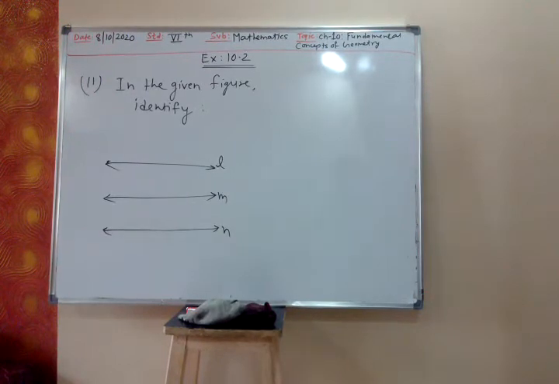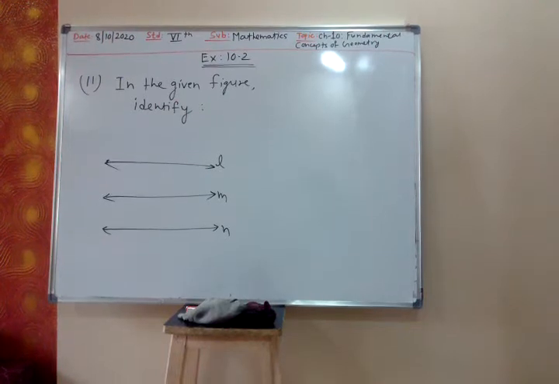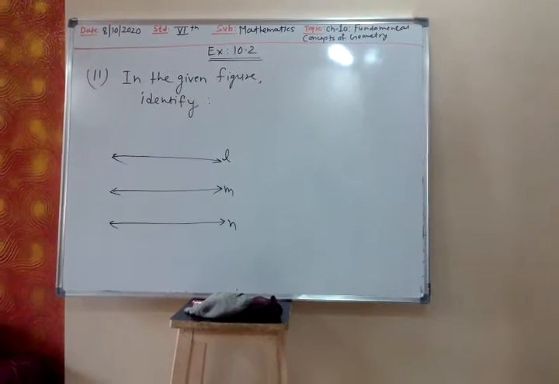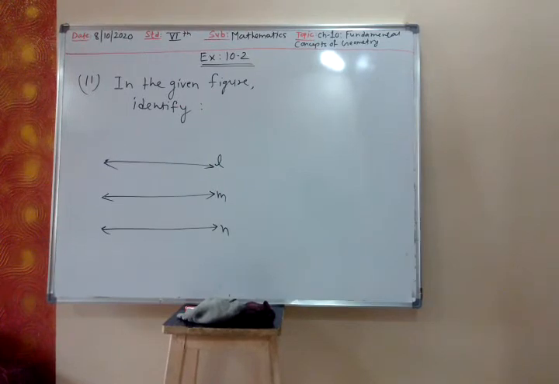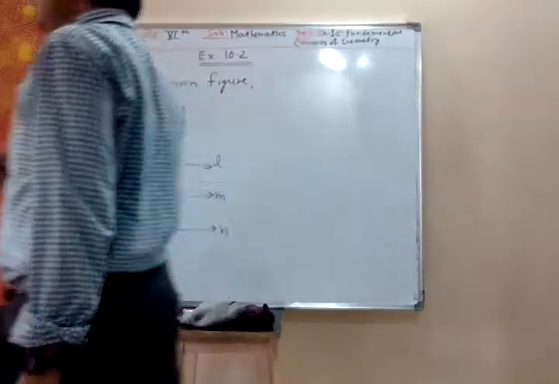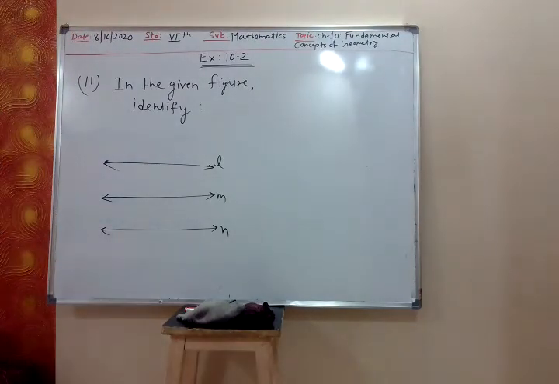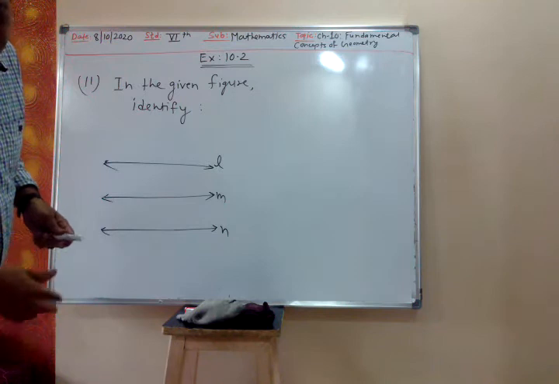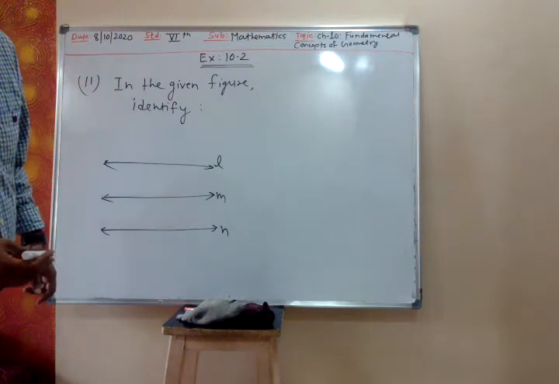Draw without drawing. Now it is clear. LMN. Yes. Now there are 3 lines, page 147. There are 3 lines LMN. Mute the microphone. LMN.